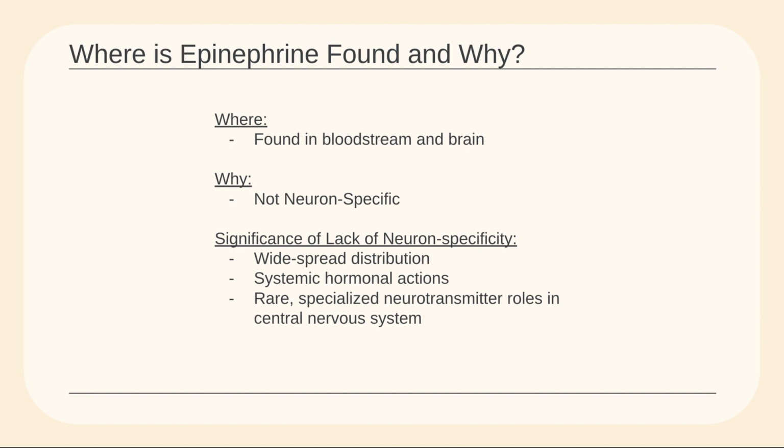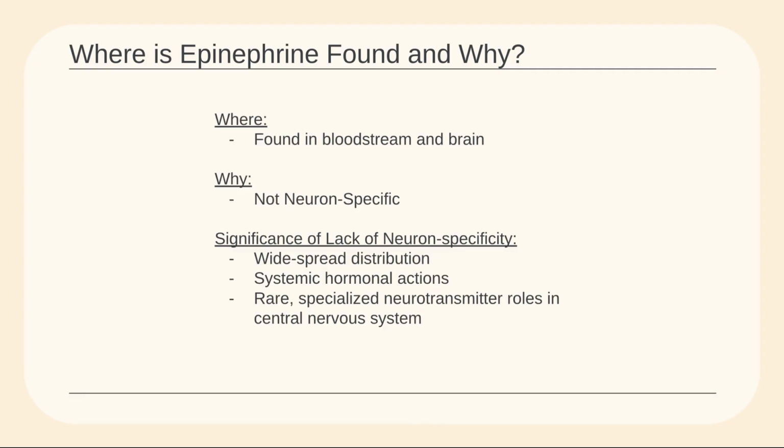Epinephrine is found mostly in the bloodstream but also in the brain. Because epinephrine is not neuron specific, it is not limited to synaptic communication and thus can act systemically. Its lack of specificity is attributed to the fact that it is produced by chromaffin cells, which are non-neuronal cells.